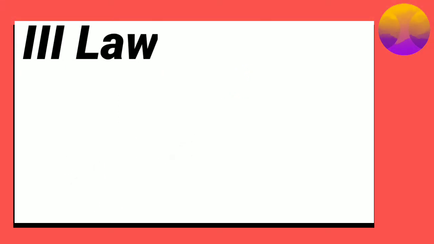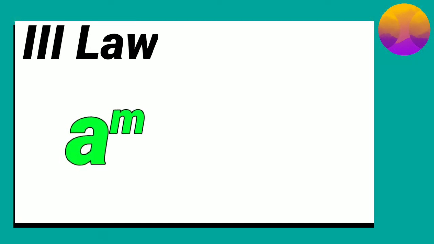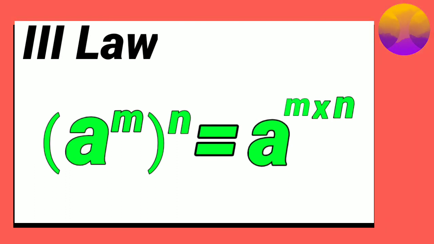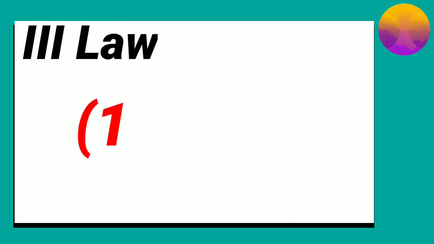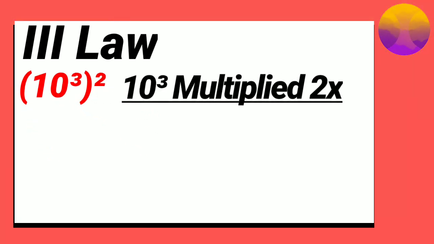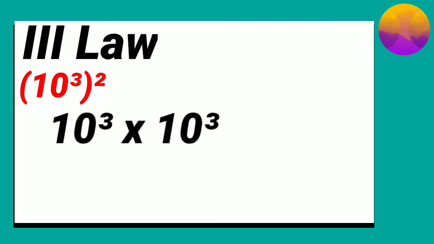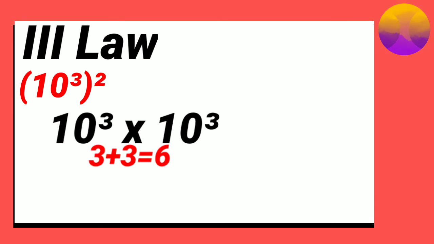Now the third law of exponent is a raised to m whole raised to n, which is equal to a raised to m into n. Let us discuss the same by taking an example. 10 cube whole raised to 2. That means this 10 cube is multiplied how many times? It is multiplied 2 times. Therefore 10 cube into 10 cube is equal to 10 raised to power 3 plus 3, which is 6.